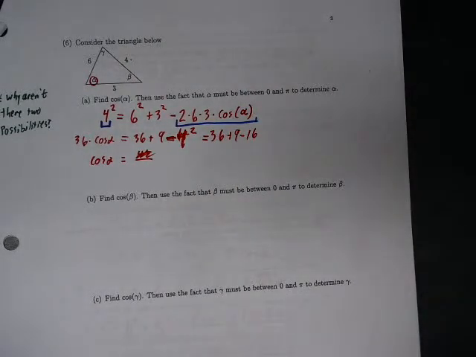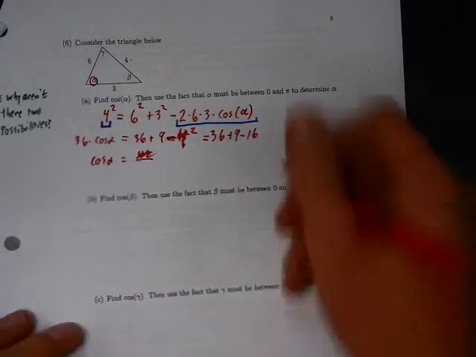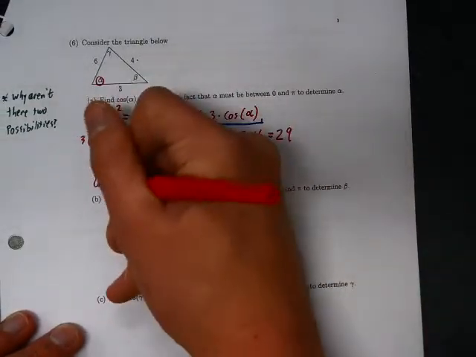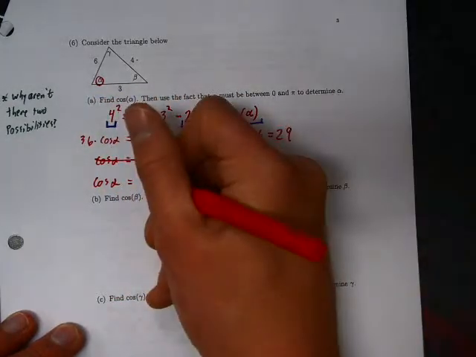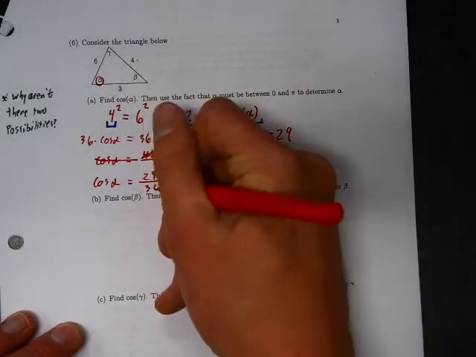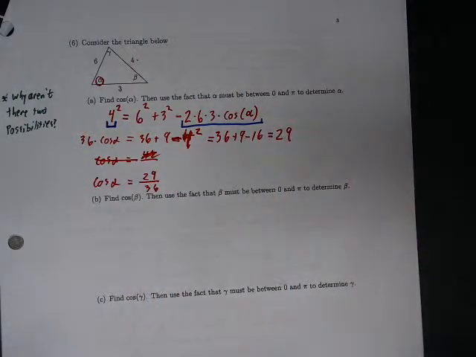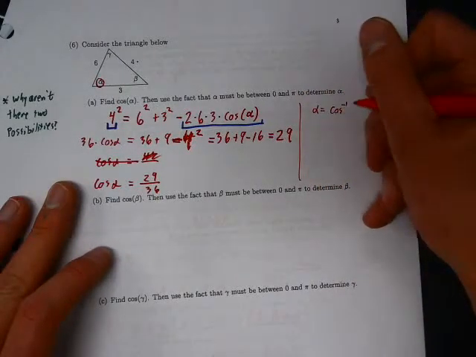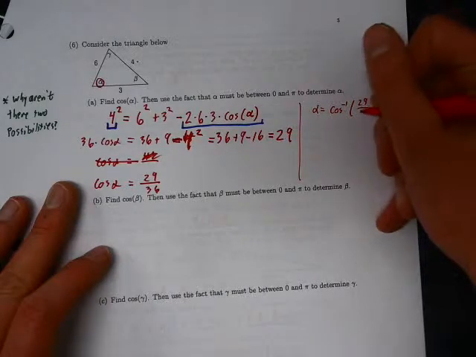And what does that right-hand side simplify to? Is it 29? I feel like it's 29. Okay. So the cosine of alpha is apparently 29 over 36. So how could we find out what alpha is? Use inverse cosine. So alpha is inverse cosine of 29 over 36.